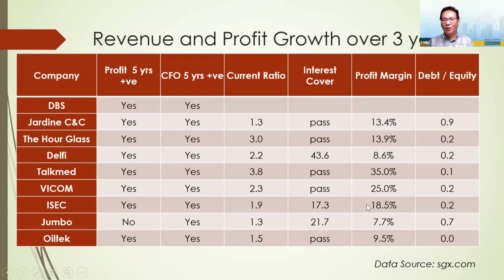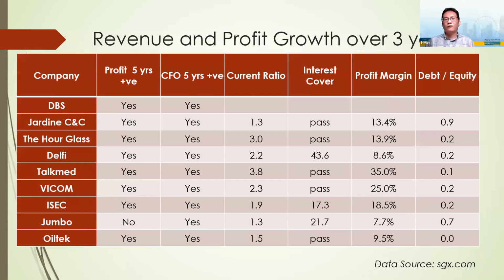Surprisingly, Vicom also have very good margin, 25%. Now we talk about Vicom later, but it's actually quite interesting. Vicom margin is actually quite good. Okay. Eyesight also quite interesting. So Eyesight basically is an eye specialist, an eye doctor. Okay. So the margin is actually also quite good. So these are the 3 companies, TalkMed, Vicom, Eyesight. Their margin actually caught my attention, actually quite good margin.